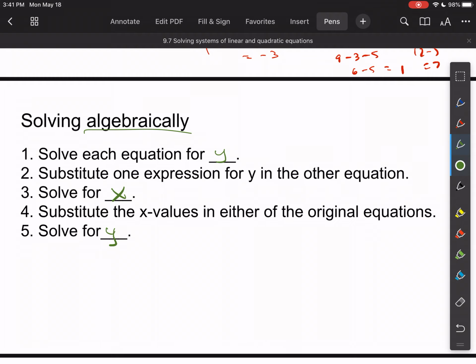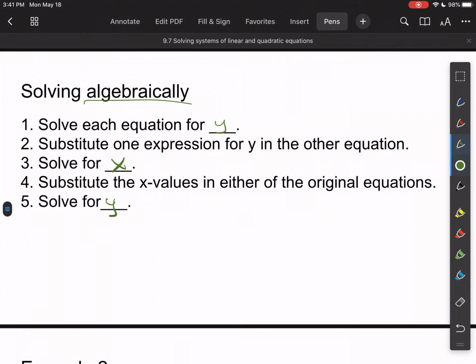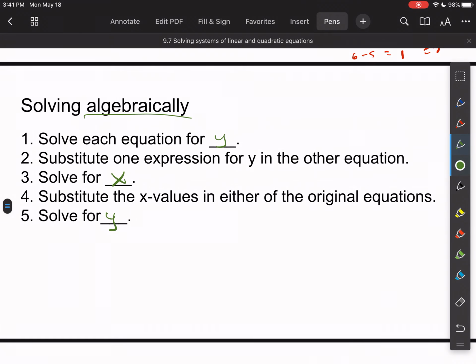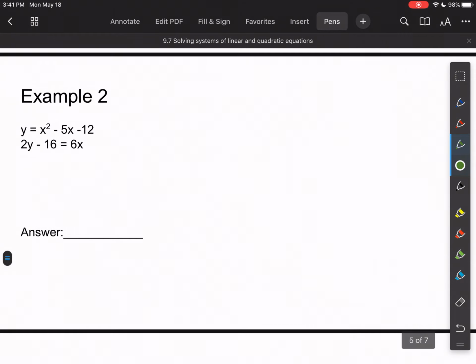Why am I solving for y twice? Well, you'll see here in an example. So let's do one together, but let's refer back to these steps. If you need to, refer back to those steps, which hopefully you have in your notes. So here's example 2. The thought process is we're going to solve both equations for y. This one is already solved for y, but this one is not. So I'm going to solve it for y.